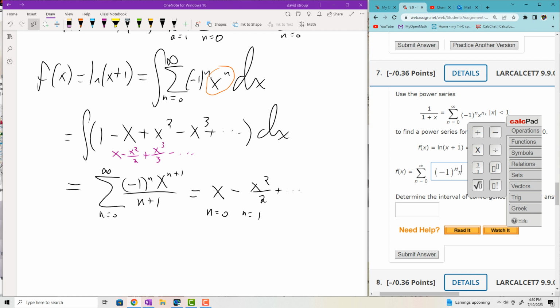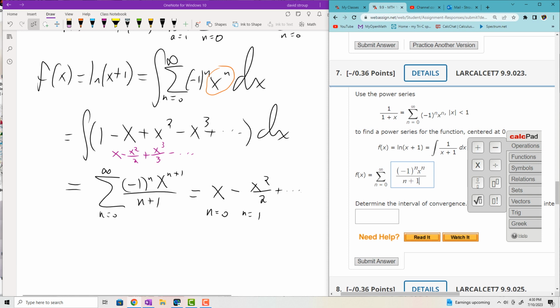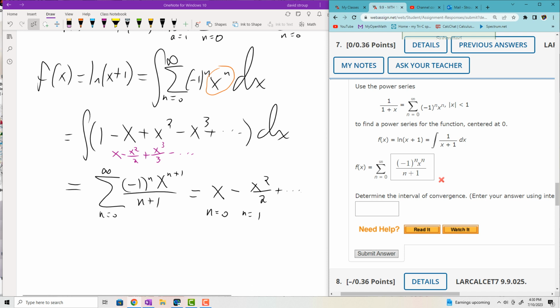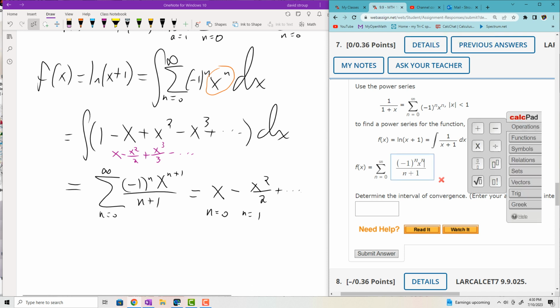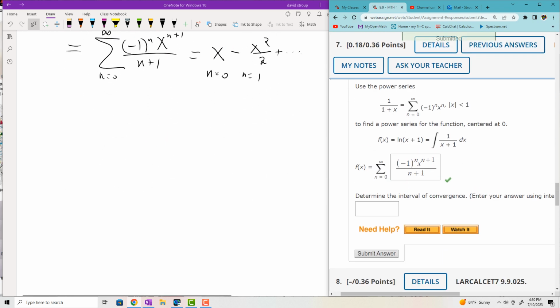And then we have x to the n over n plus 1. Okay. What did I do wrong? Oh, it's n plus 1. And so n plus 1. Okay. All right, now I need the interval.